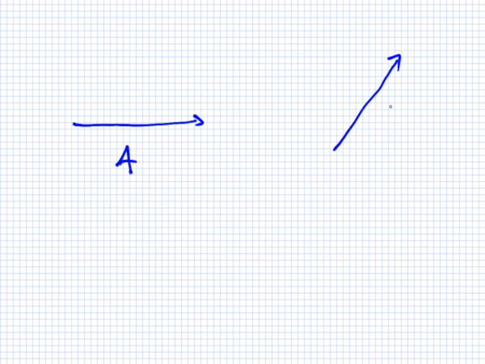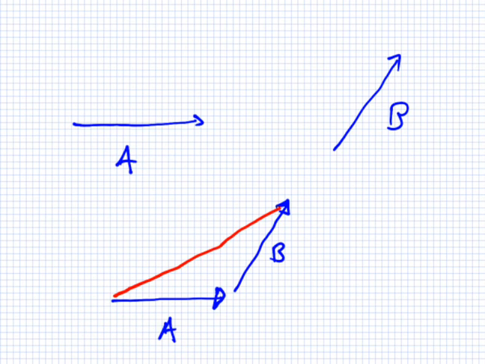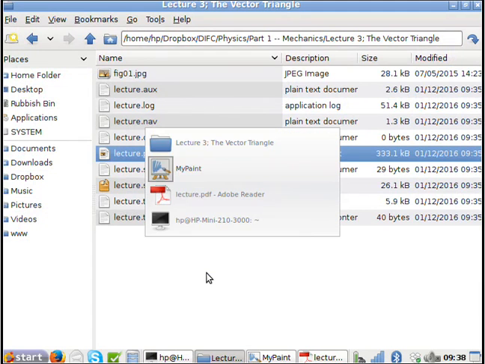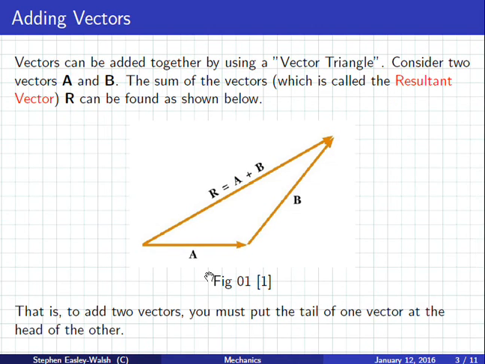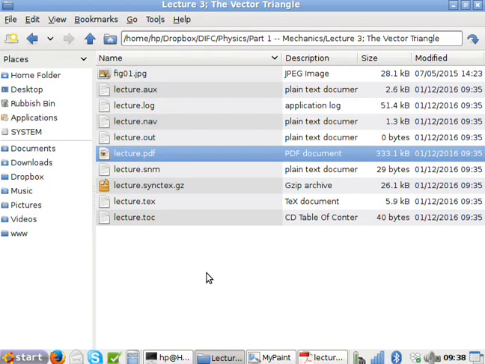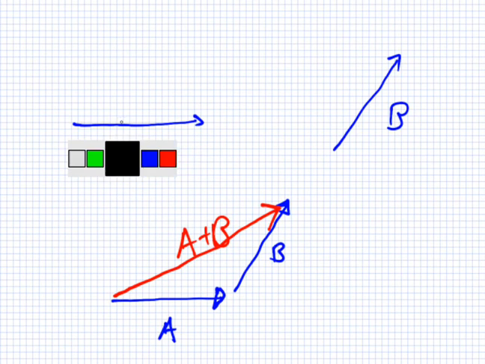So for example, just very quickly, if I had here vector A, and then let's say here is vector B. If I want to add them together, I put the tail of B at the head of A, and then from tail to head, that's A plus B, that vector there. So that's the vector triangle, straightforward I think. So to add two vectors, you must put the tail of one vector at the head of the other.